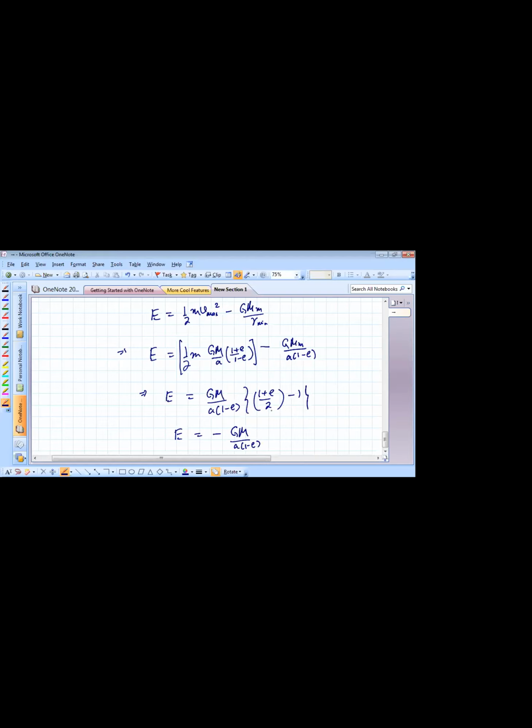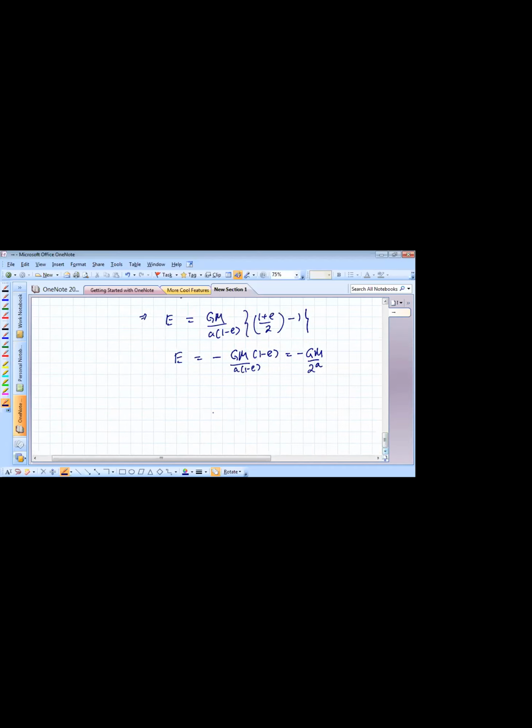This will become 1 minus. So small m is also there. The relationship of energy with eccentricity is nothing. It just depends on the semi-major axis. So these are your relations for the elliptical orbit now.